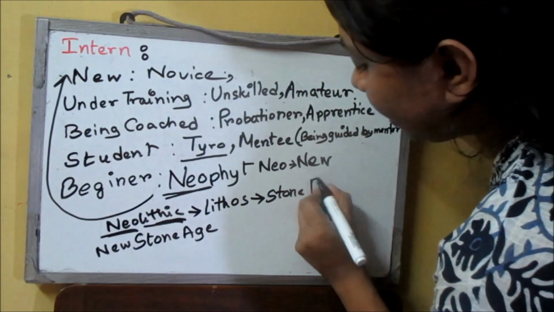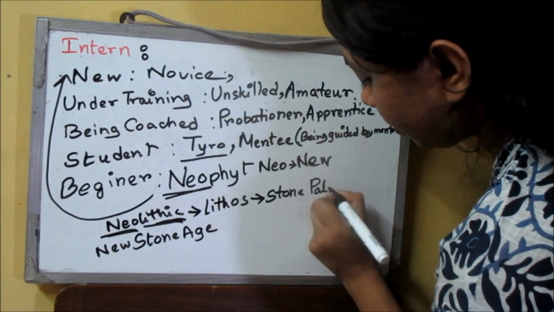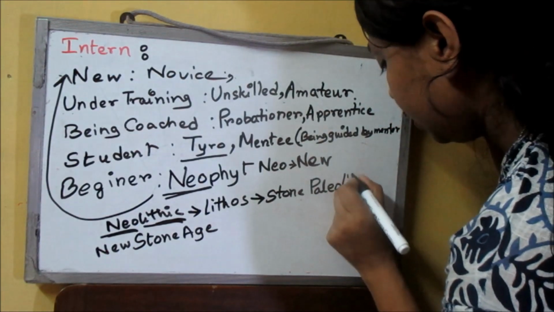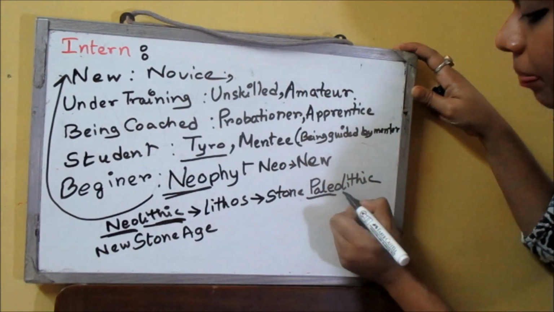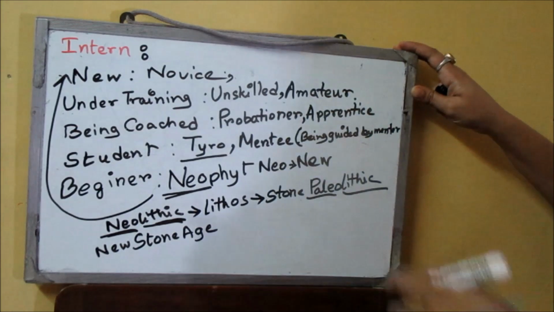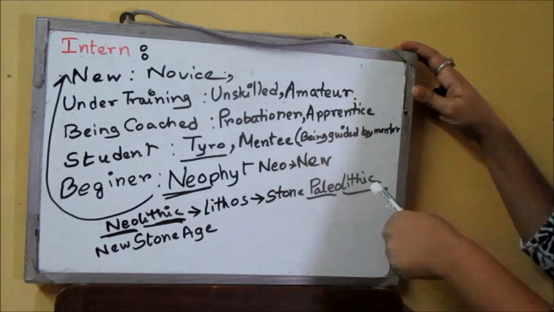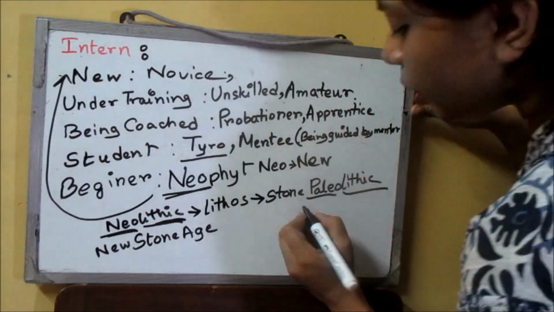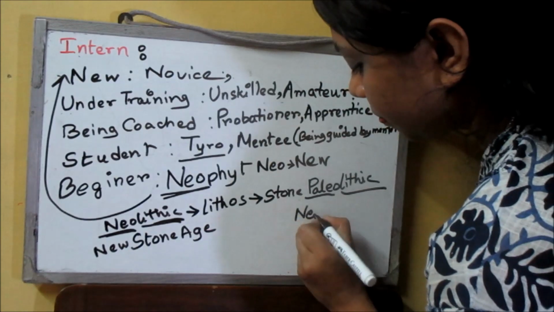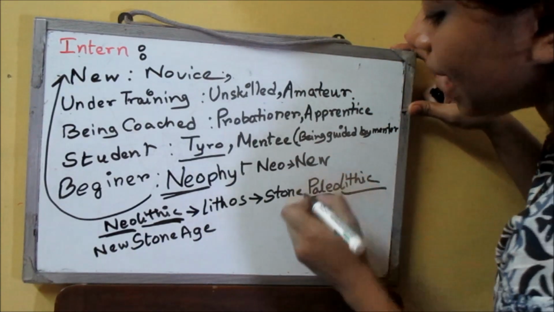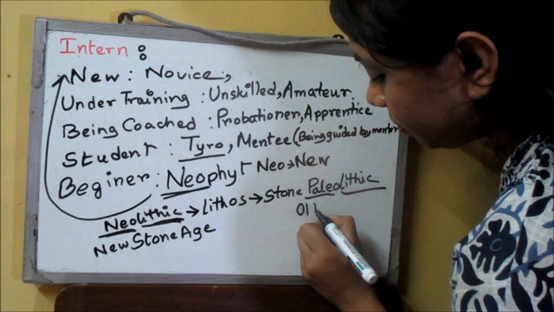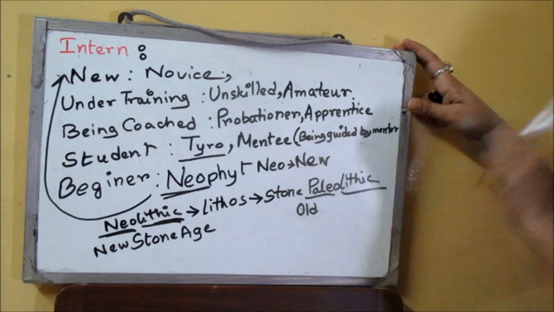Also the word Paleolithic. Paleolithic. These words also can be divided into two parts. The lithic, which you already know as Stone Age, and paleo. The word paleo means new. No, sorry. The word paleo means old. So Paleolithic means old Stone Age.